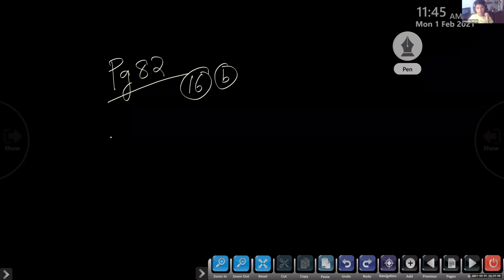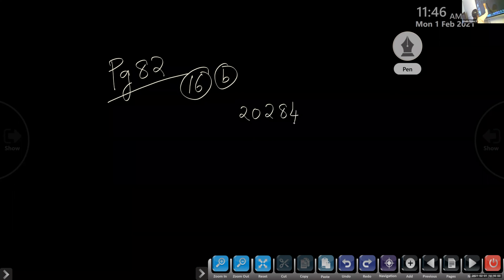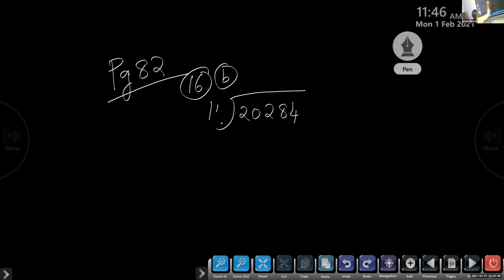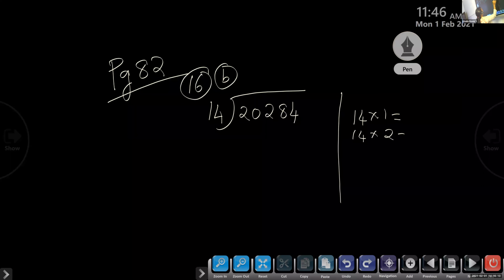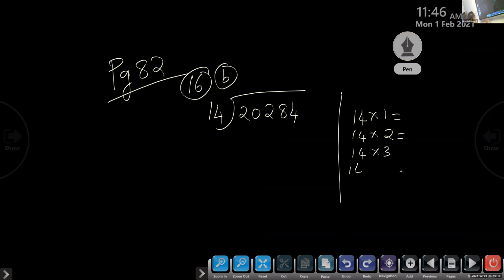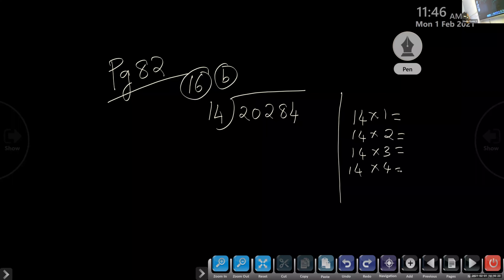20,284 divided by 14. Okay. So children, first of all, write the table: 14 into 1, 14 into 2, 14 into 3, 14 into 4. Try to do the division alone, because here we don't have any decimal point. We can do till the remainder. After that only you will get some confusion with the decimal point.